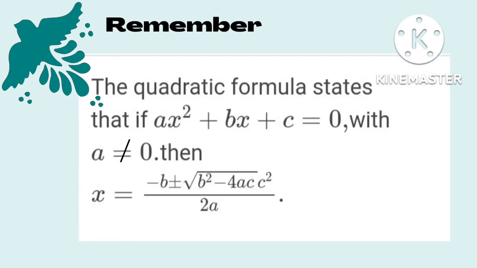Remember, the quadratic formula states that if ax squared plus bx plus c is equal to 0 with a not equal to 0, then x is equal to negative b plus or minus the square root of b squared minus 4ac, all over 2a.